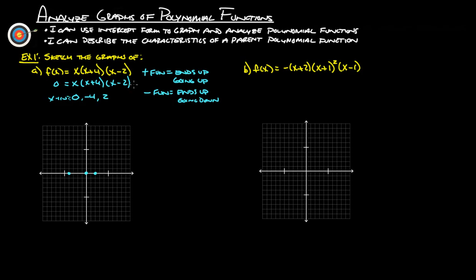We also have to look: are there any double zeros or triple zeros, or fourth powers or anything like that? All of these are to the first power, so all of them are going to cut. So it's going to cut through at 0, cut through at negative 4, and cut through at 2. Okay, since this ends up going up, I know my graph is going to end up going this direction. And now I'm just going to go backwards through this.